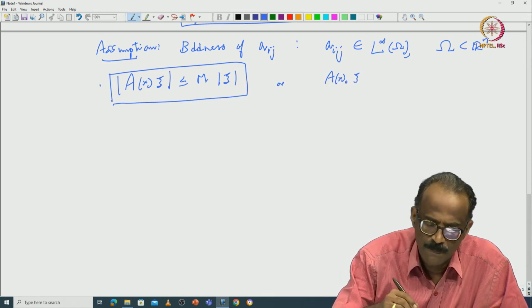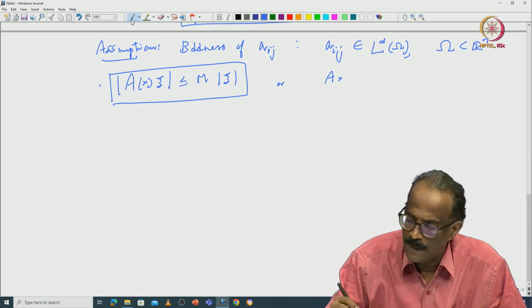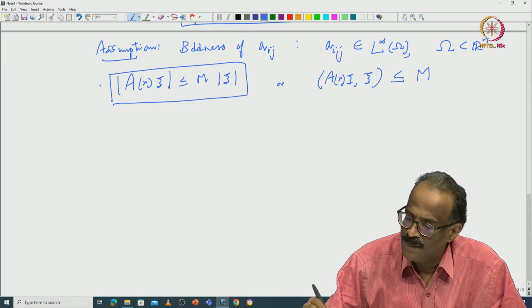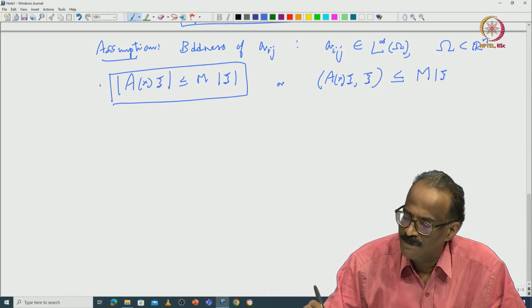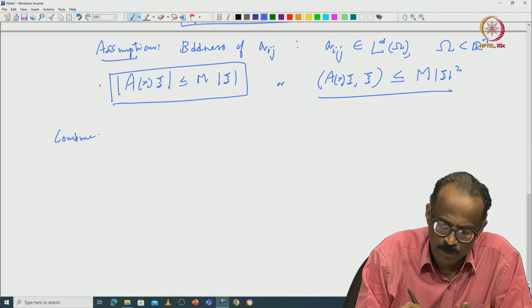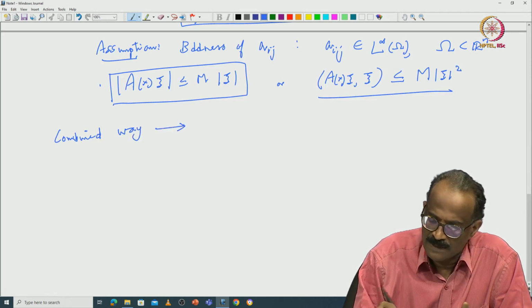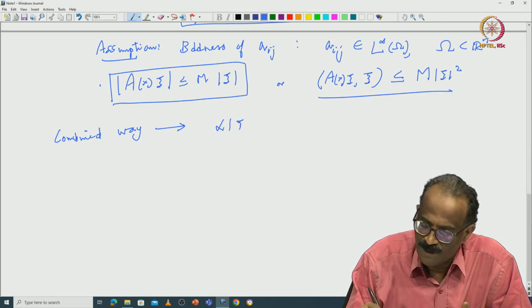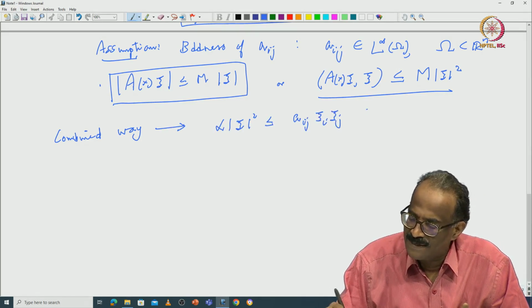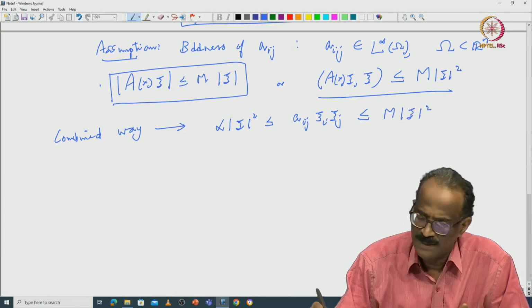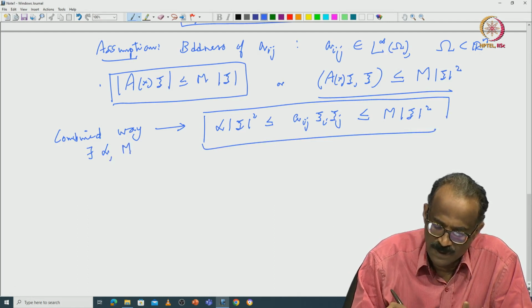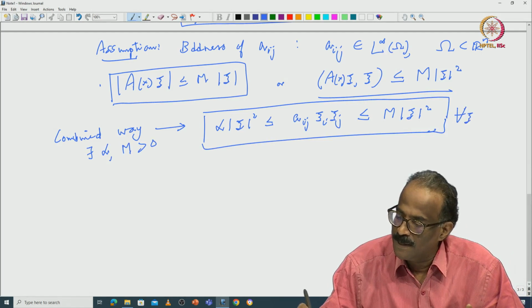Or you write A(x)ψ, which is a vector in Rn, with its norm in Rn less than or equal to M into mod ψ squared. So with ellipticity and this assumption combined, many books write the assumption as: alpha into mod ψ squared less than or equal to Aij ψi ψj less than or equal to M into mod ψ squared. There exist alpha, M positive, and this should hold for all ψ in Rn.